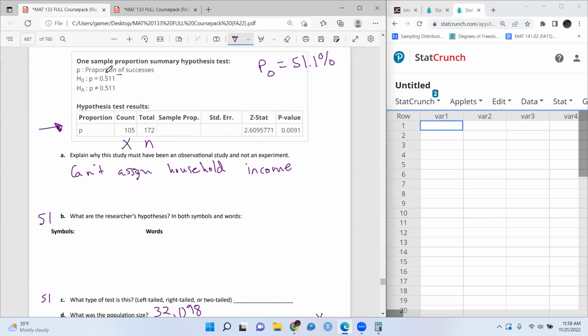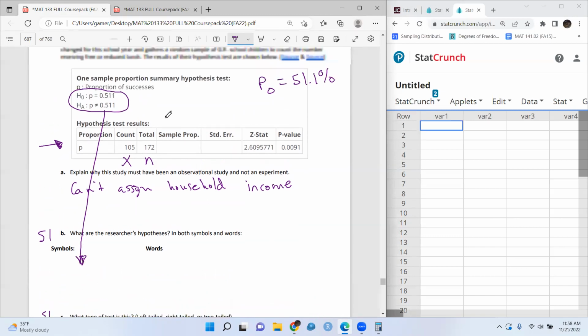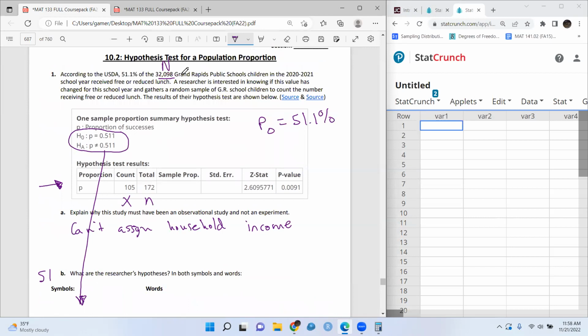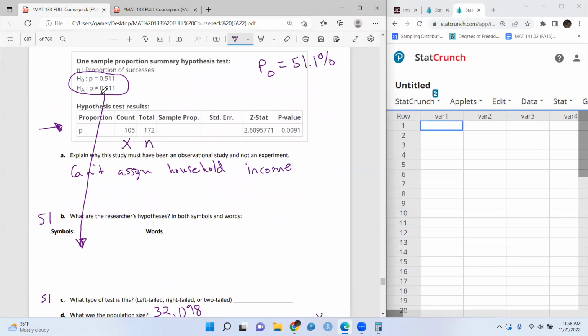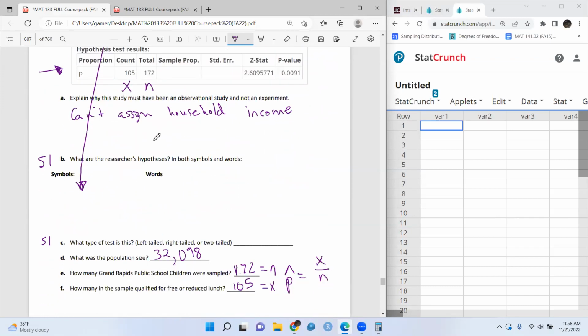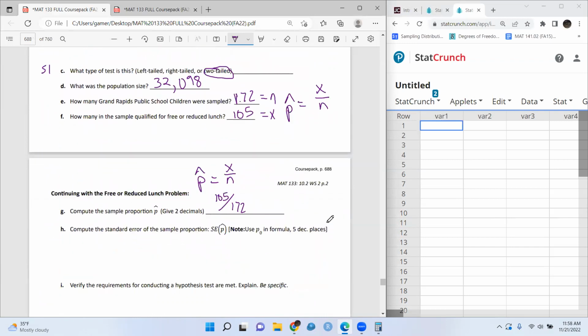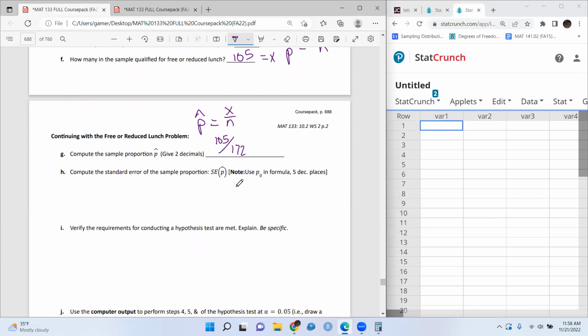Okay, what did you all say for the researchers' hypotheses? Did you just copy and paste this? Yeah. Good. And so the words are, the null hypothesis is 51% are on free and reduced lunch, and then the alternative is that it's not equal to 51.1%, making it a two-tailed. Okay. Does everyone feel okay with this first page? Yes. I'm good with it. Okay.